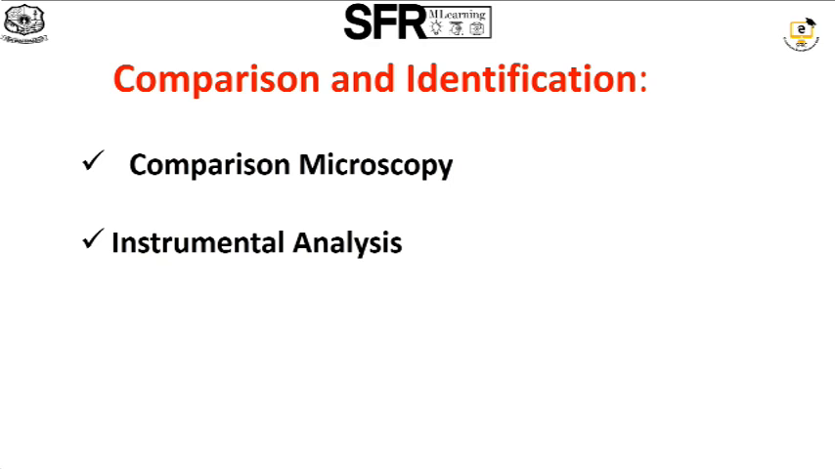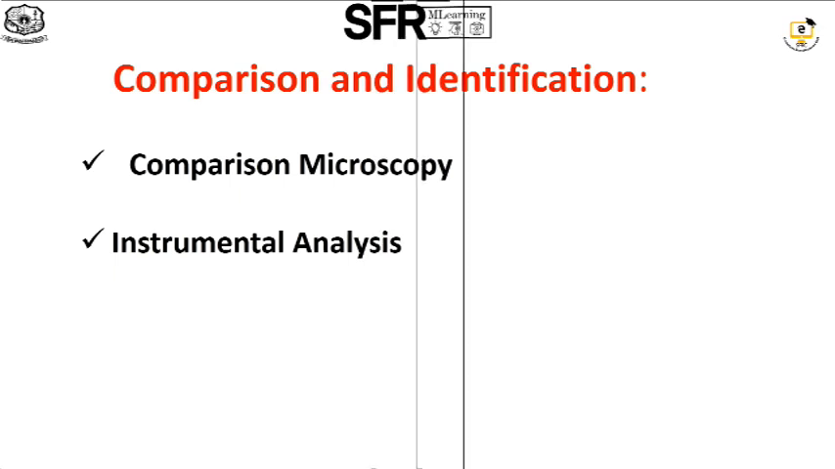Comparison microscopy. Microscopic examination is crucial for comparing questionable hairs or fibers with known standards. This involves matching characteristics such as color, diameter, scale pattern and morphology. Instrumental analysis for hair and fiber: advanced techniques such as FTIR, Fourier transform infrared spectroscopy, and SEM-EDS, scanning electron microscopy with energy dispersive X-ray spectroscopy, can be used for more precise identification, especially in cases where microscopic examination is inconclusive.